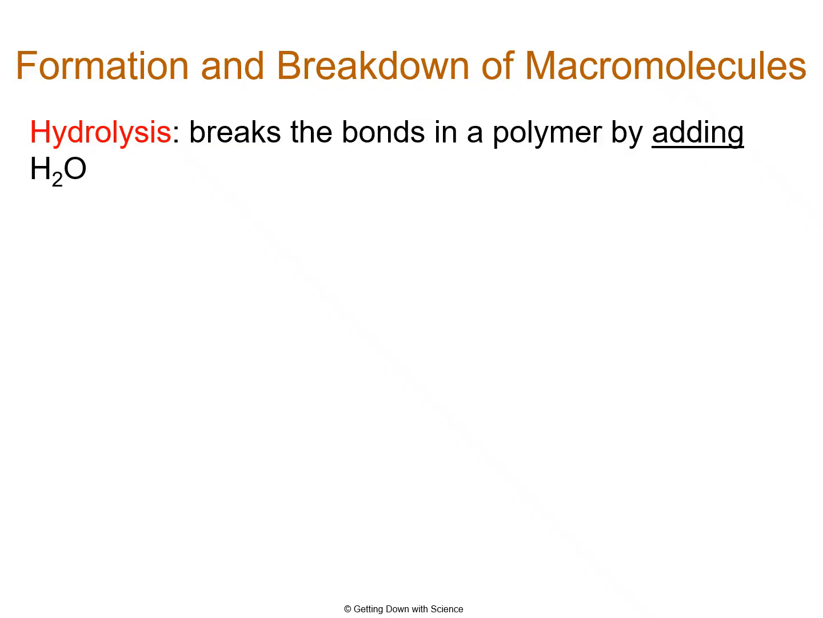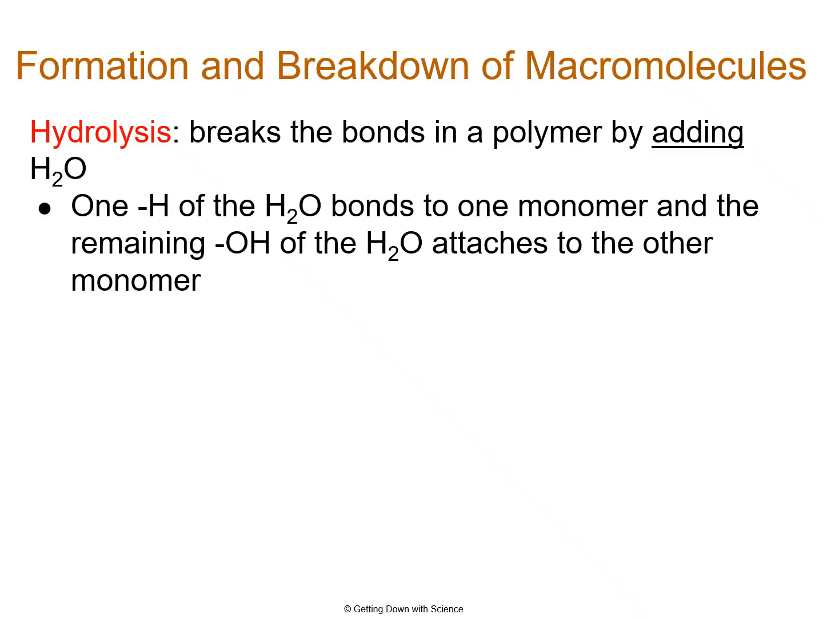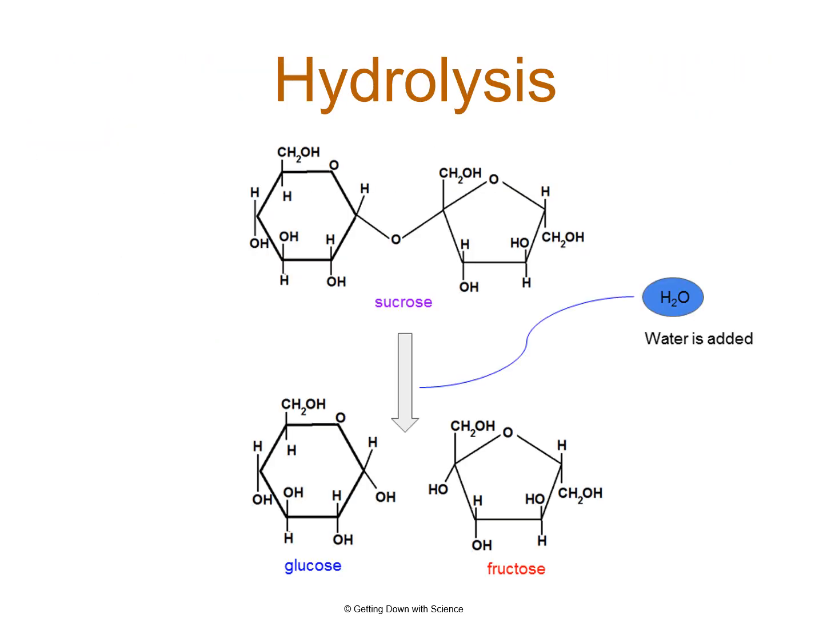We can do the reverse of that, and that's called hydrolysis, and it breaks the bonds in a polymer by adding water. A hydrogen of the H2O binds to one monomer, and the OH binds to another monomer, causing the reaction to split. So AB plus H2O equals A plus B. We can see it here: we add water and usually a little heat, and we can see them break apart.